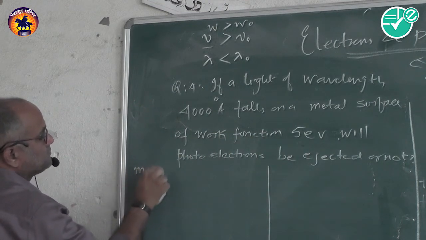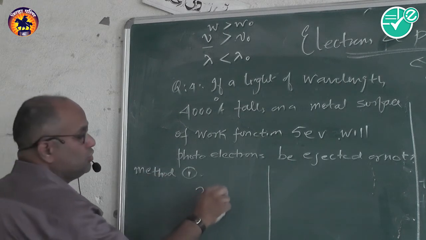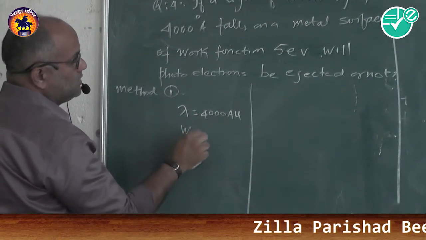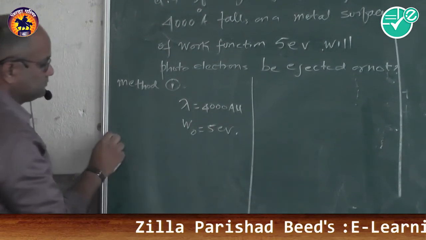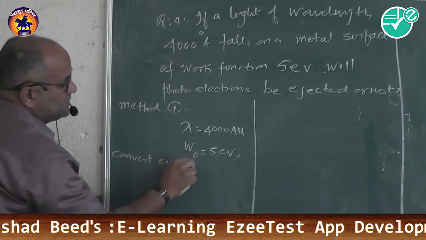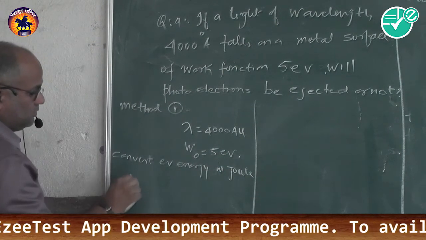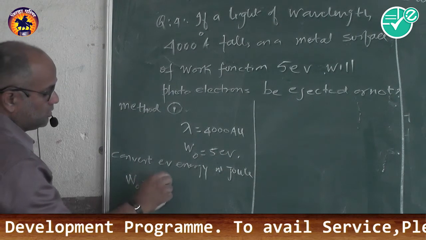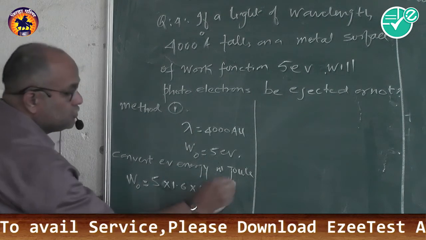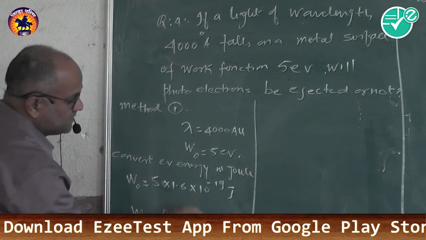Method 1. Lambda is equal to 4000 angstrom unit. W0 is equal to 5 electron volt. Convert electron volt energy into joule. So W0 is equal to 5 electron volt into 1.6 into 10 raised to minus 19 joule, or W0 is equal to 8 into 10 raised to minus 19 joule.